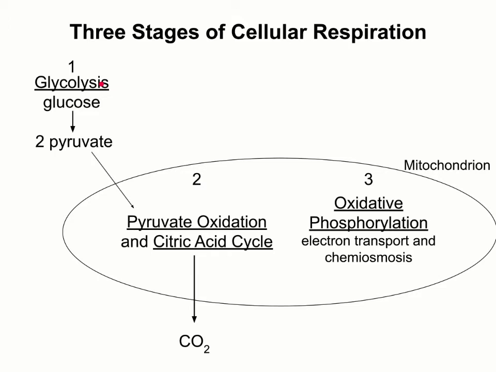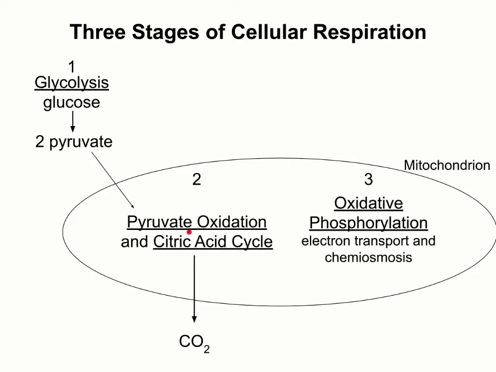Let's think about that word for a moment. Glycolysis is glyco, which means sugar, and lysis, which means breakdown. So glycolysis is the breakdown of sugar, and that's exactly what happens. Glucose, a 6-carbon sugar, is broken down into two 3-carbon molecules of pyruvate. Pyruvate, which is generated in the cytoplasm, moves into the mitochondrion where the rest of cellular respiration happens. So pyruvate is an important transition molecule.